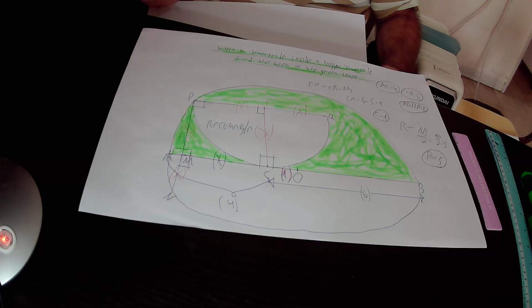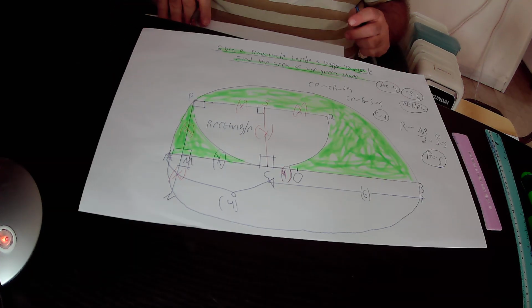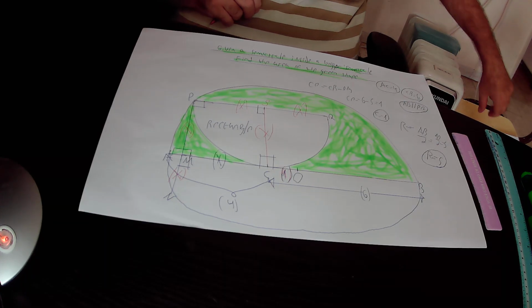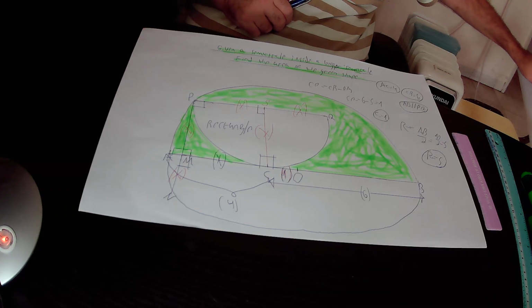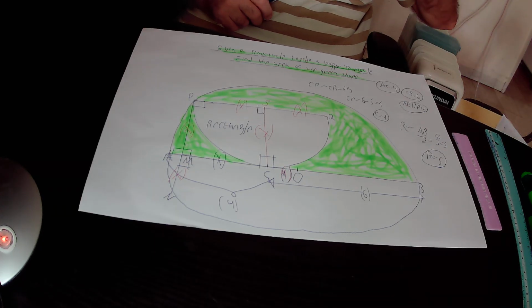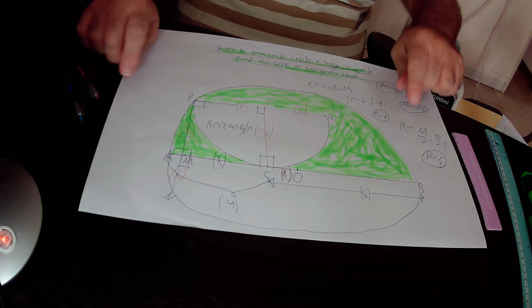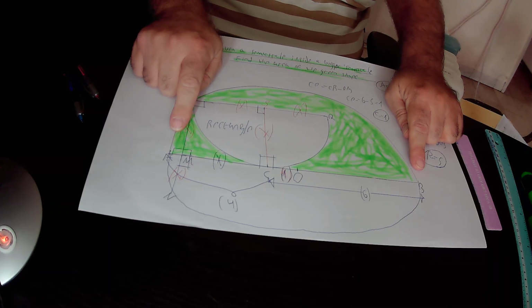So here, you can implement rule 24. Why? Because we have here AB. It's actually the diameter of the big semicircle, called AB.